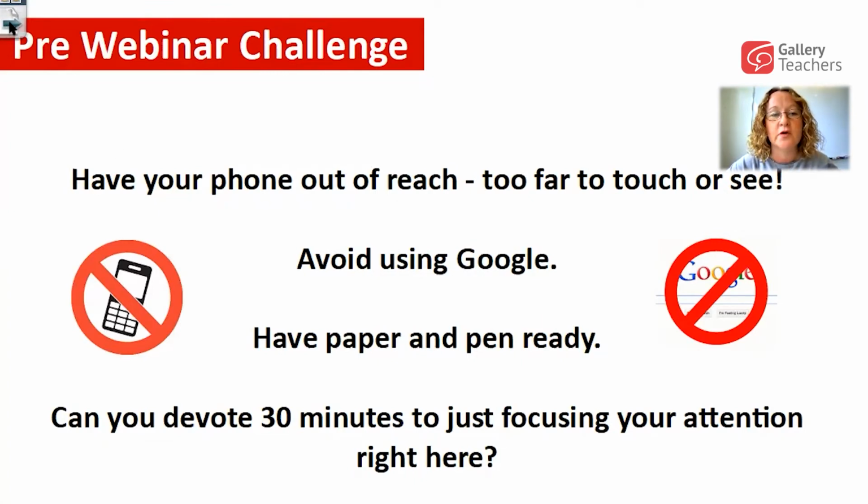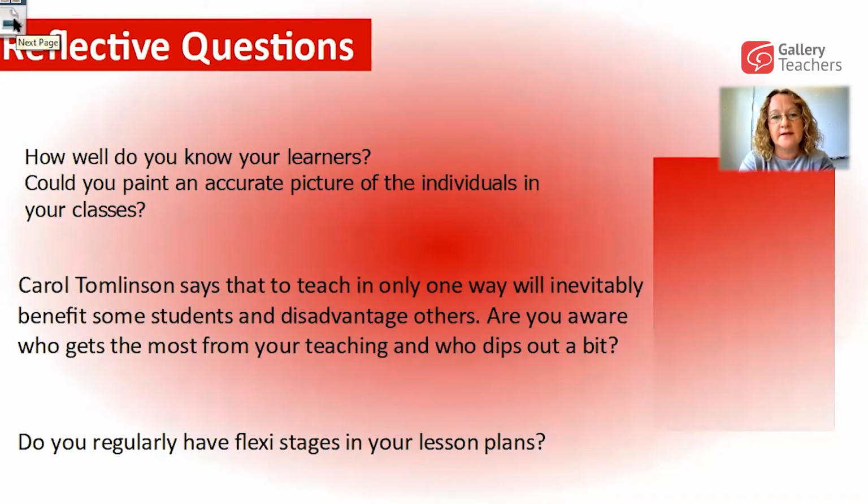Okay, so we're going to move straight on to reminding ourselves of the reflective questions, because we need those in the back of our mind whilst we're thinking about differentiation. So the first question that I've thought about is how well you know your learners, and could you paint an accurate picture of the individuals in your classes? So you might want to just close your eyes, think about that, try to bring to mind the image of a particular learner, maybe even a group of learners, and really think, how much do you know about them?